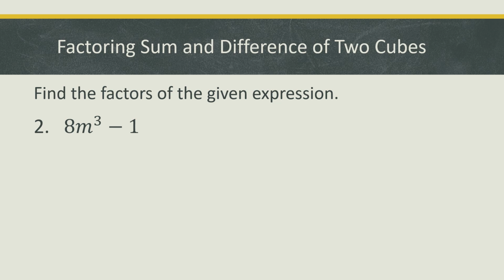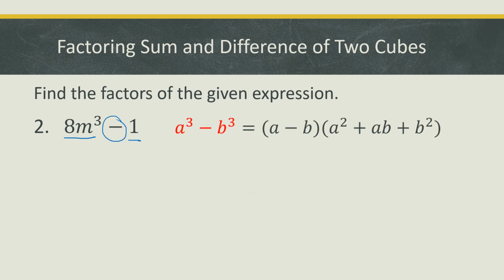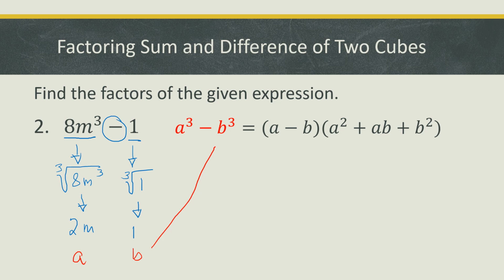Let's try example 2. Find the factors of 8m cubed minus 1. Again, observe if the first term and the second term are perfect cubes. Since we have a minus sign here, we will use the a cubed minus b cubed, or the difference of two cubes formula. The first step is to get the cube root of our first term, 8m cubed. The cube root is 2m. And the cube root of the second term, 1, is 1. So we will use 2m as the value of a, and 1 as the value of b, and then use the formula.